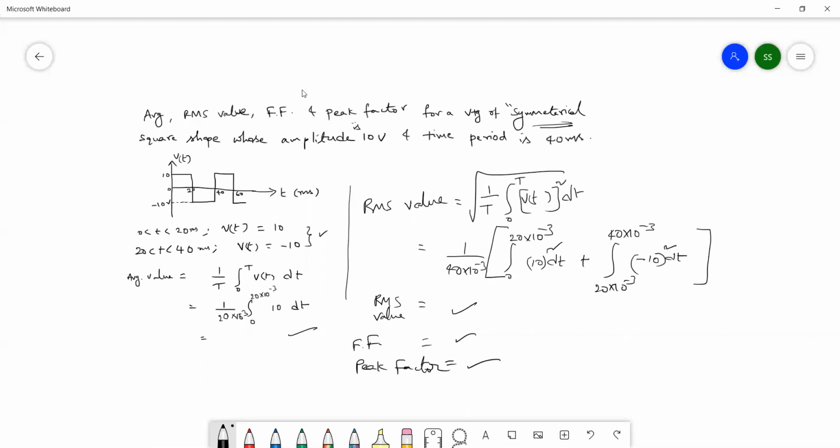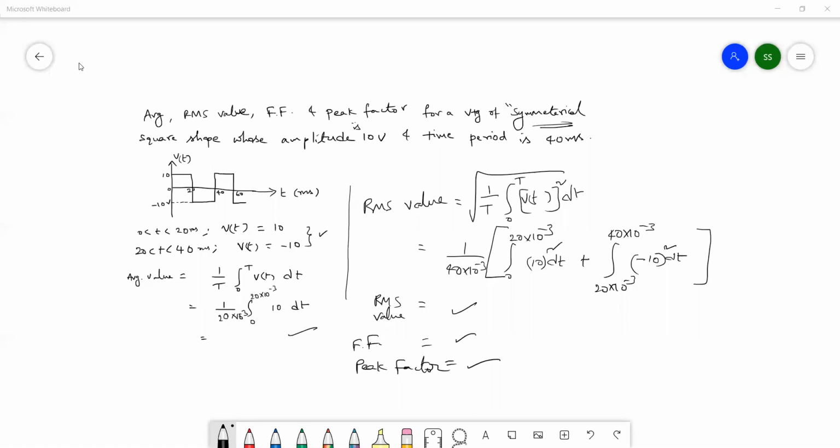So shall we move on to the next topic? Still anyone having any doubts, like the problems which ask to calculate average, RMS, form factor and peak factor? All the four parameters. Understood? Right. Practice more.